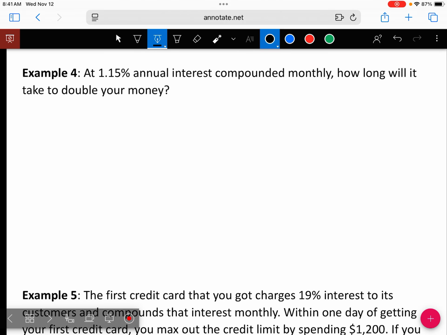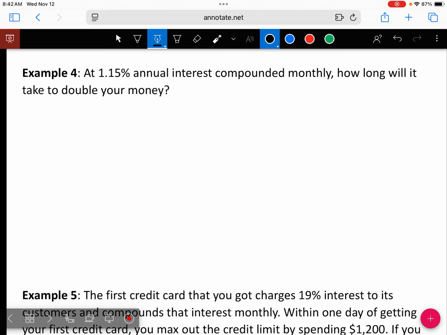So notice that they didn't give us a starting value or ending value. That means that we can pick any number we want to start, because it doesn't matter the amount of money we start with. It's going to take the same amount to double it. So if I'm trying to double $1 to $2, or $100 to $200, or $5 million to $10 million, the amount of time will not change. So it doesn't matter what you choose for your starting and your ending value.